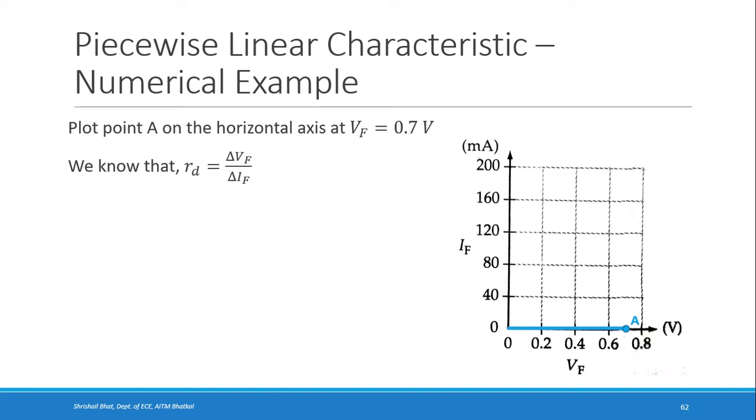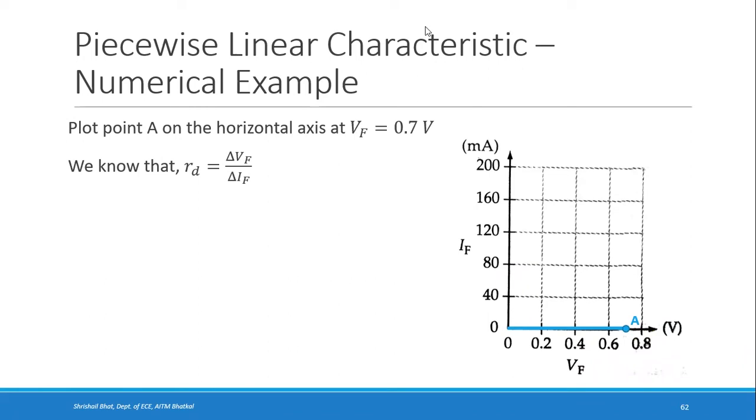But what is the dynamic resistance? Dynamic resistance is delta VF by delta IF, right? So now we need to know what is delta IF. Delta IF is the change in the forward current. So what is the change in the forward current here? What is the minimum value of the forward current? It is 0, because it is starting from 0. And what is the maximum value? Maximum value is given as 200 milliamps. So what is the change in the current? Maximum value of the current minus minimum value, that is 200 milliamps minus 0, that is 200 milliamps.